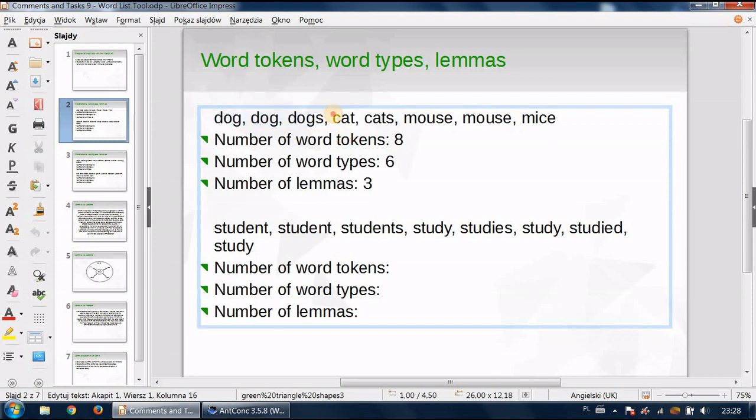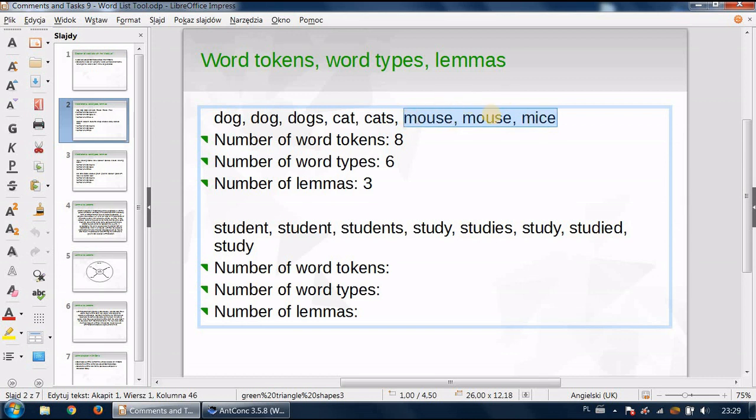Then cat and cats are different word types, but they are the same lemma because they are related to each other. Cats is just the plural form of cat, but it's still kind of like the same word. And the same would be true for these 3 as well. So even though they are 3 word tokens, they would be 2 word types because this would be 1 word type, and this would be another word type. In terms of lemmas, there's only one, because it's the same word, but this is singular, and these are the plural versions of this word.